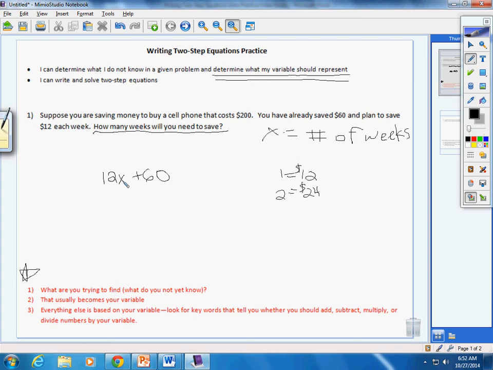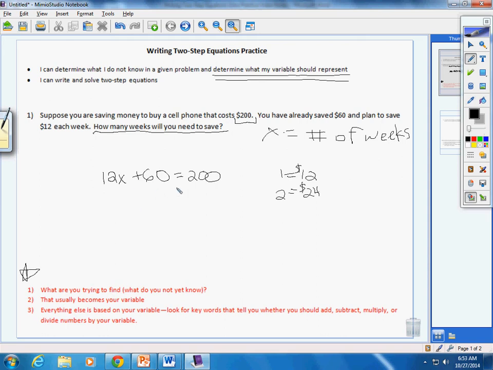Okay, so 12 times x, since x is number of weeks, you can plug in any number, 1, 2, 3, 4, 5, 6, whatever. So $12 times every week you save, plus your $60, what should that equal? Well, hopefully, since we're only trying to determine how long it's going to take us to save up $200, you're noting that when you add those two things together, it should give you a total of $200. That's what we're trying to save up to get. So 200 equals, and then you tell me how you're going to get to that 200. Well, I already have $60, and I'm going to add $12 per week. Now you have a beautiful equation here.